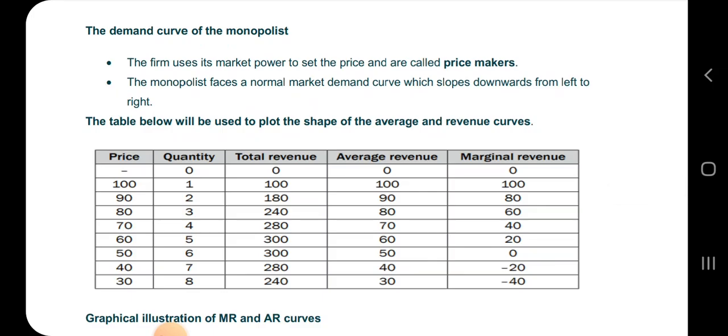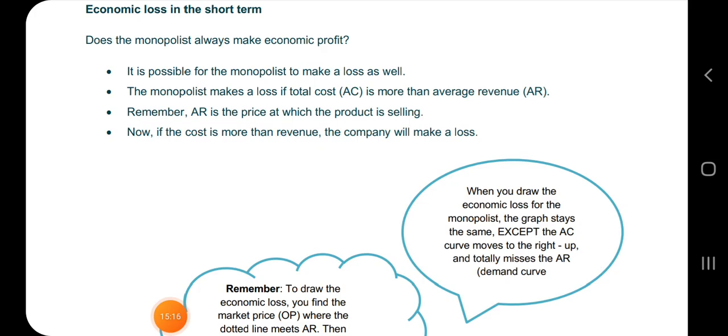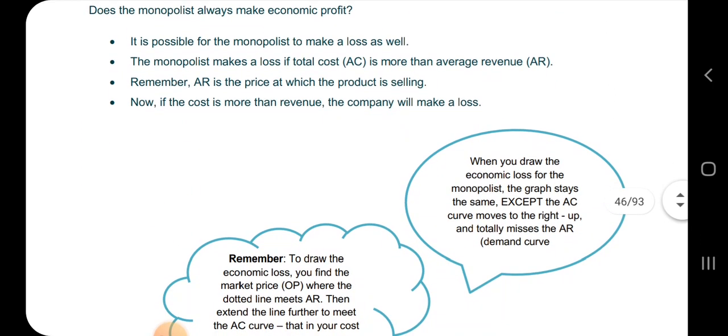So the demand curve of a monopoly: the firm uses its market power to set the prices, unlike price takers. The monopolist faces a normal market demand which slopes downwards from left to right. Now, this is just something to make you think about. Is it possible? Does the monopolist always make a profit? Is it possible for the monopolist to make a loss as well?